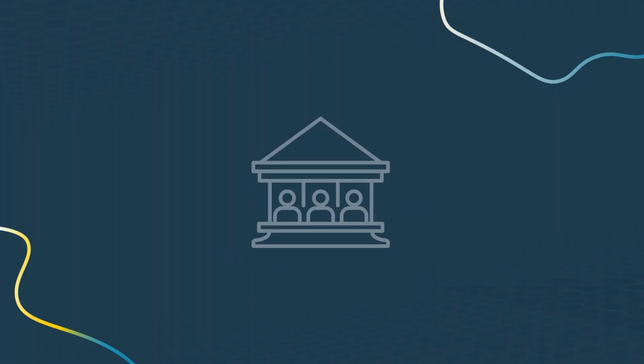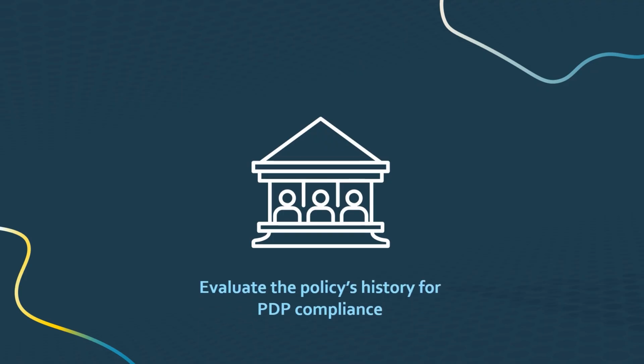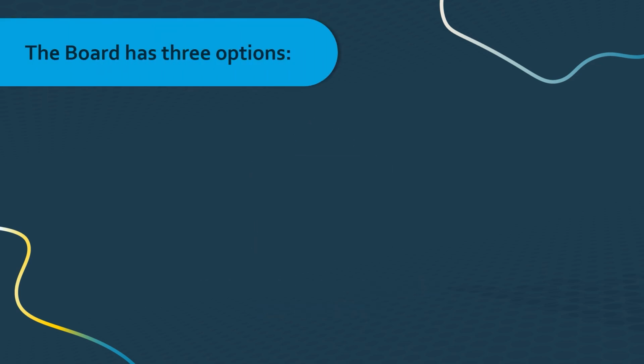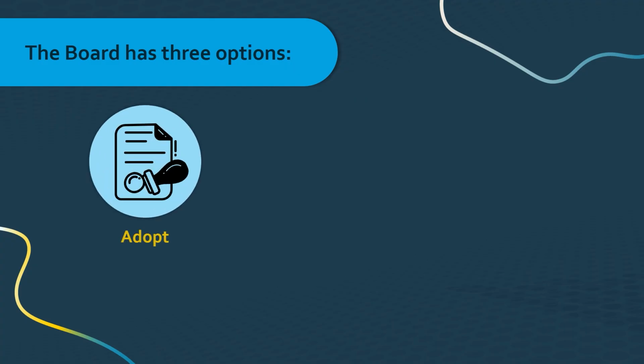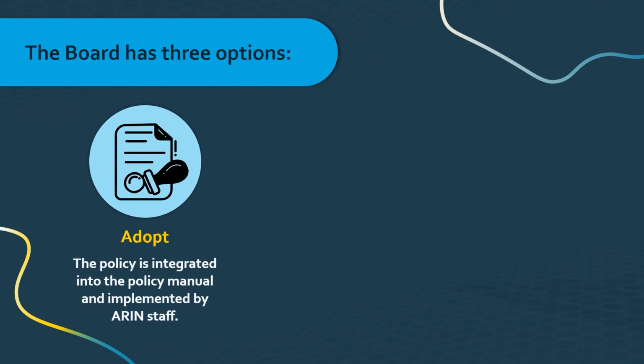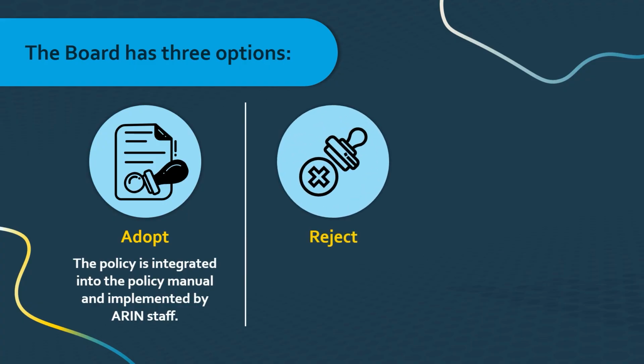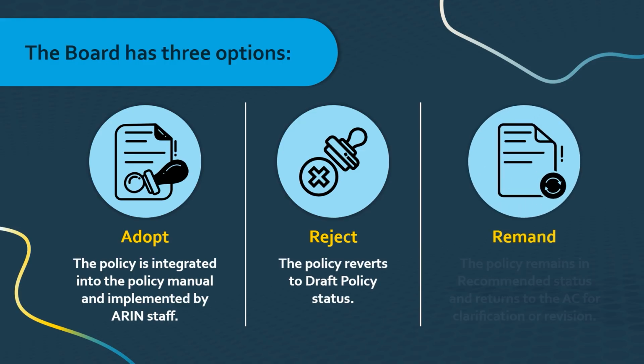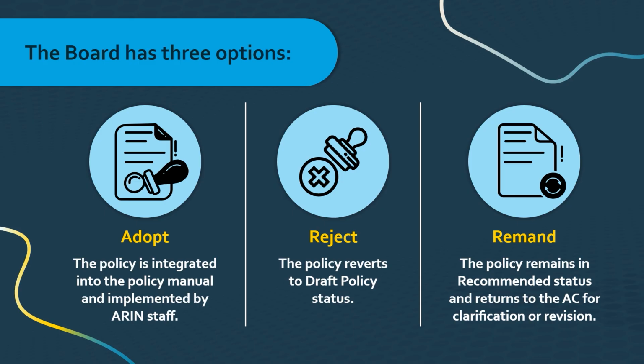The Board of Trustees is responsible for the overall governance of ARIN and will evaluate the policy's development history to confirm its compliance with the goals and principles of the policy development process. The board has three options. Adopt. The policy is integrated into the policy manual and implemented by ARIN staff. Reject. The policy reverts to draft policy status and includes a written explanation. Remand. Policy remains in recommended status and returns to the AC for clarification or revision.